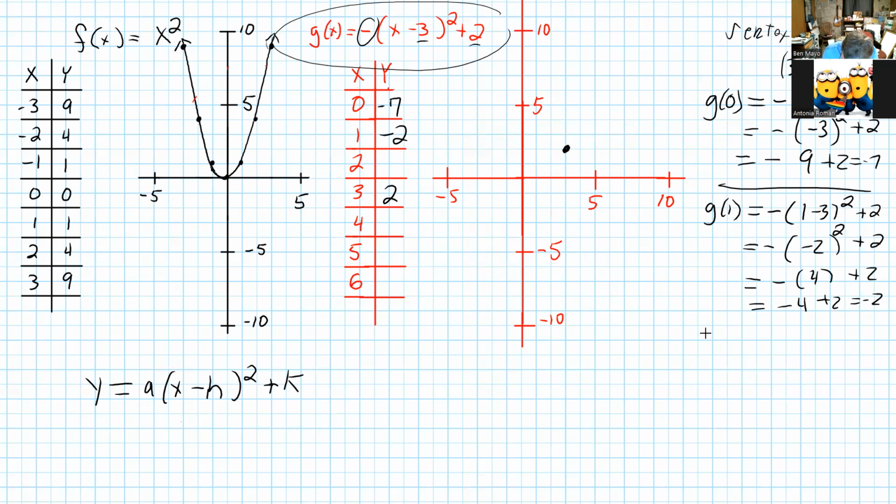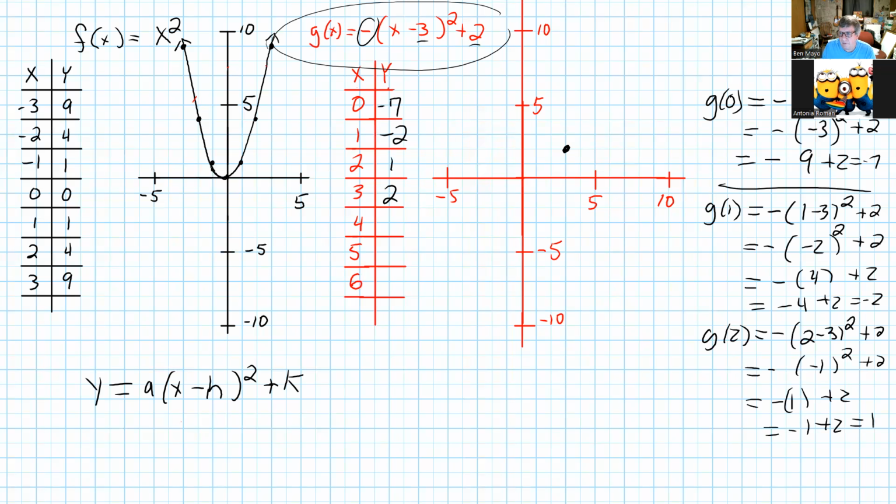Okay, let's find g of 2. That's negative times 2 minus 3 squared plus 2, which is negative times -1 squared plus 2, which is negative times 1. -1 squared would be 1, so we get negative times 1 plus 2, -1 plus 2, which is 1.